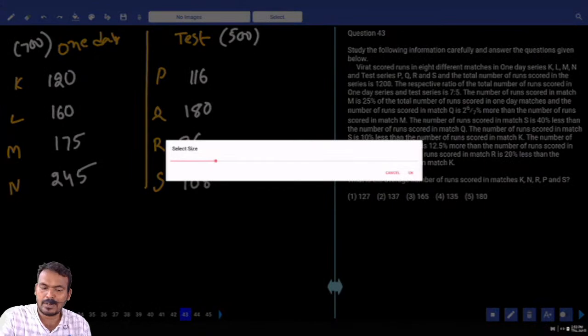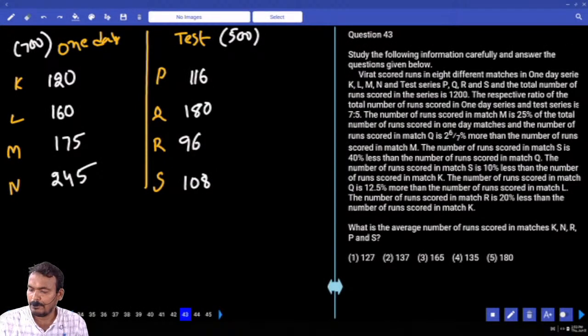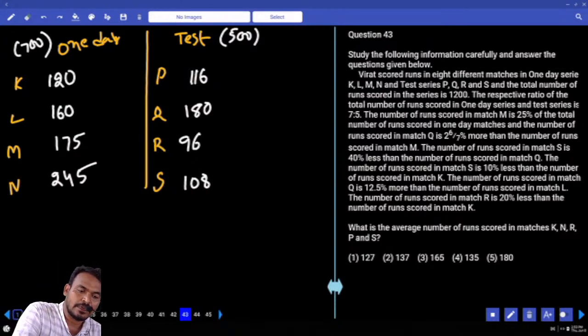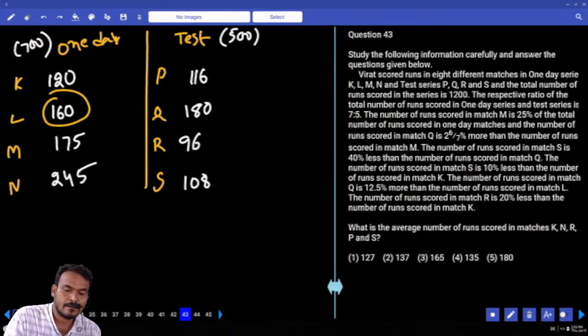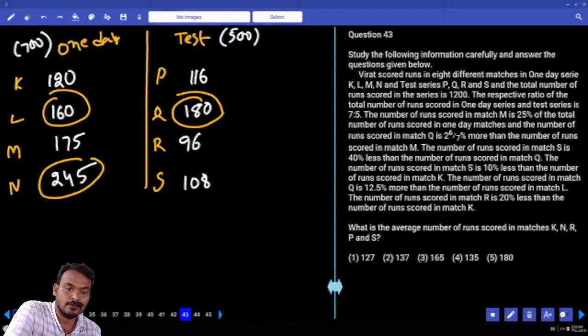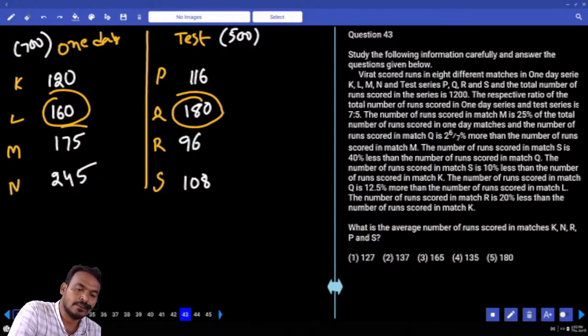What is the average number of runs scored in matches K, N, R, P and S? Except 3 values, or not? Except 3 values. What are the except 3 values? L, Q and one more, N, M. What is the M value?